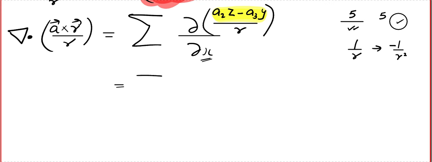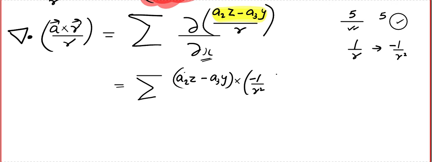Okay, combining everything. So, the numerator is a constant. So, we keep the constant as such, multiplied by minus 1 by r square into dou r by dou x. Why am I writing dou r by dou x? Because r is a dependent variable.